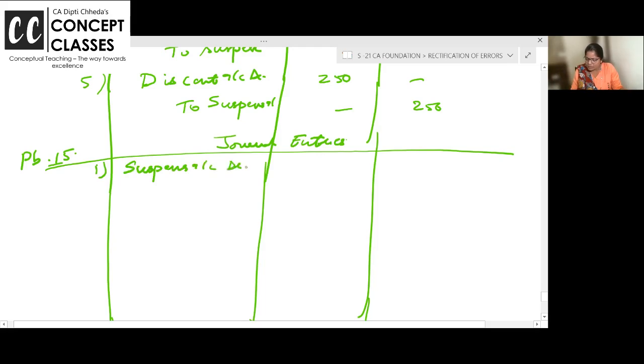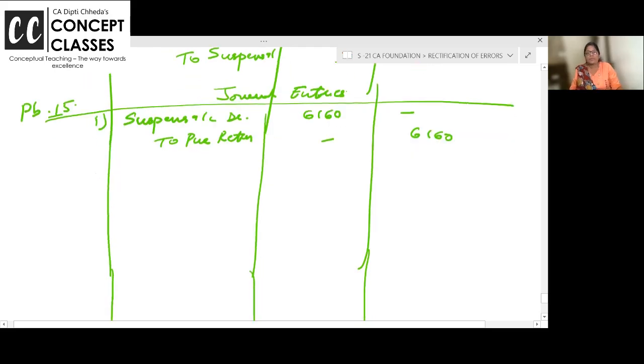Suspense account debit to purchase return 6160. I hope you are getting it. Purchase return subsidiary book you credited, and the party you also debited, but the subsidiary book's one total which you bring up, that you have not done, you are doing it now.